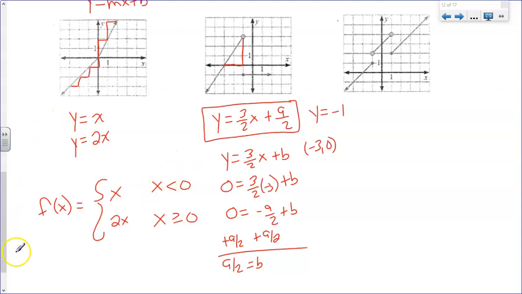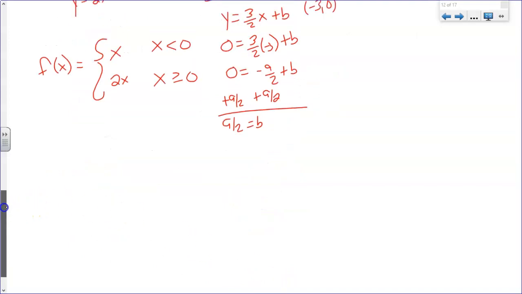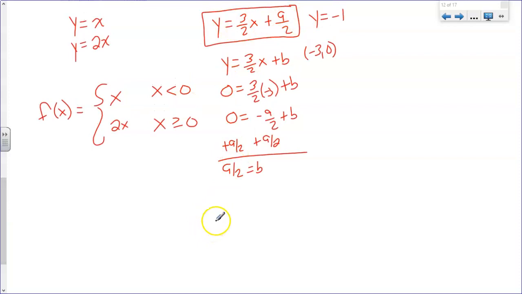All right, so now we're going to go down here, and we're going to take these equations and write our piecewise function. So 3 halves x plus 9 halves, that's the graph on the left. And then y equals negative 1.